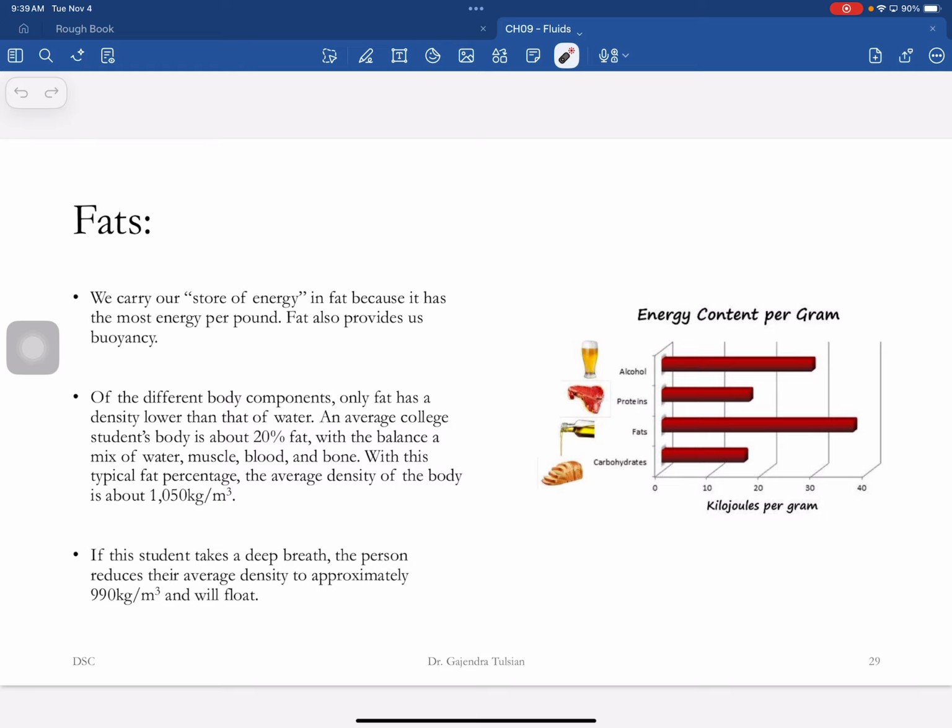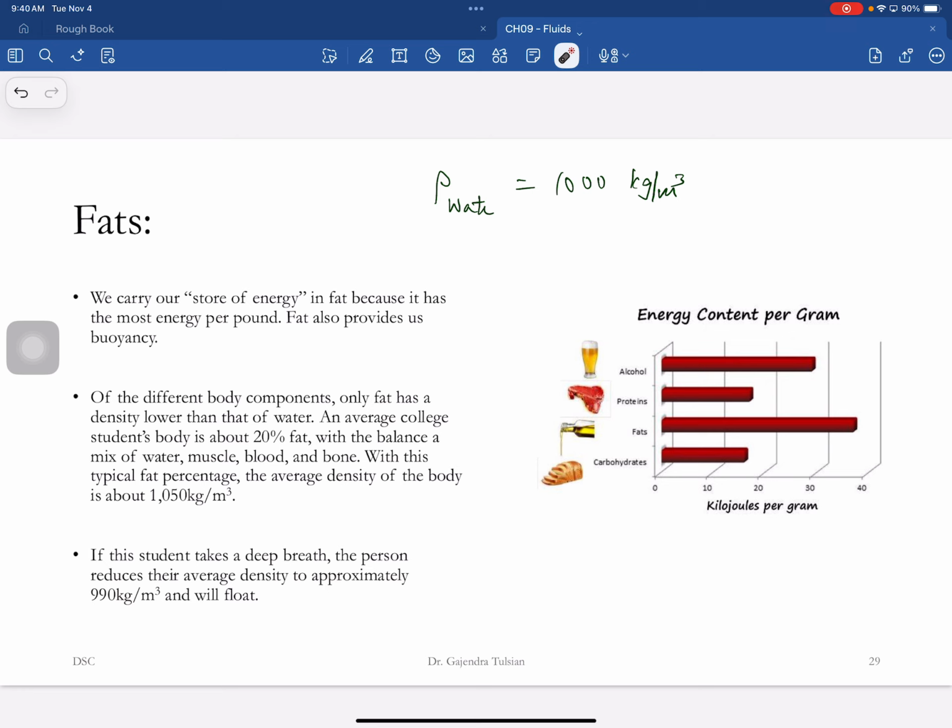Okay. So an average college student is about 20% fat. And our typical density is 1,050 kg per meter cube. The density of fresh water is 1,000 kg per meter cube. Okay, so if you were swimming in a freshwater lake and you did nothing, you would sink to the bottom. So to remain on the surface, you got to constantly spend energy.